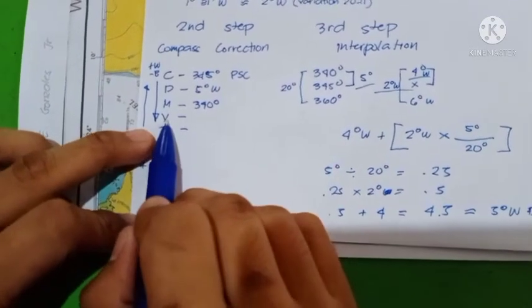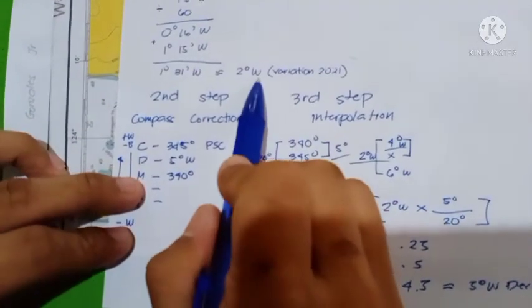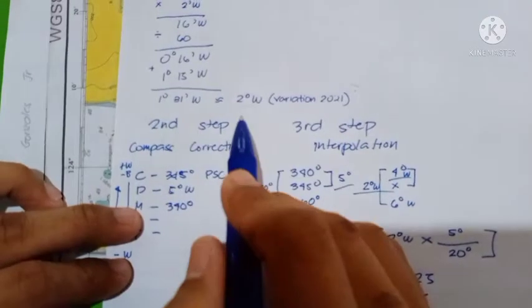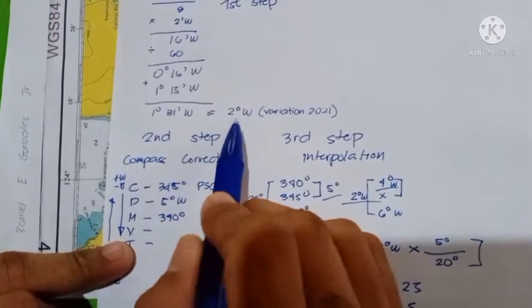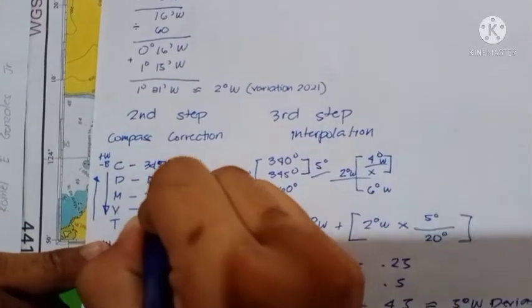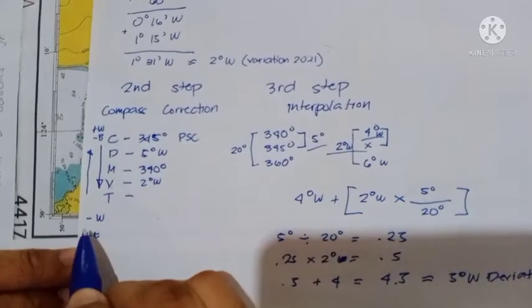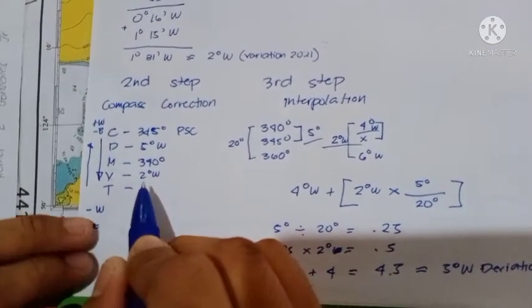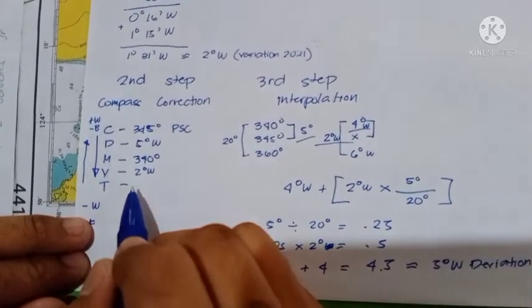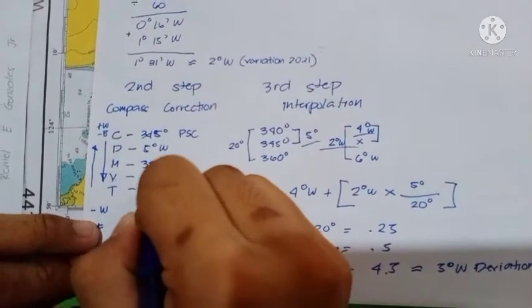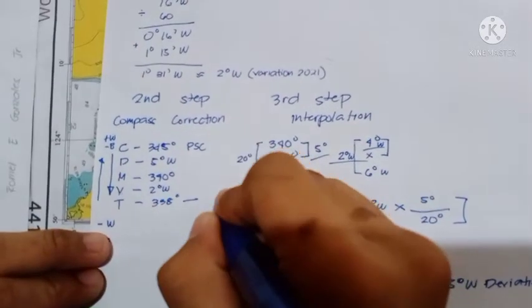And so to find the variation, we already computed it in the previous computation. So our variation is 2 degrees west. Same computation, the direction is west, so we're going to subtract. So 340 subtracted by 2 is equal to 338 degrees. And now this is the true bearing.